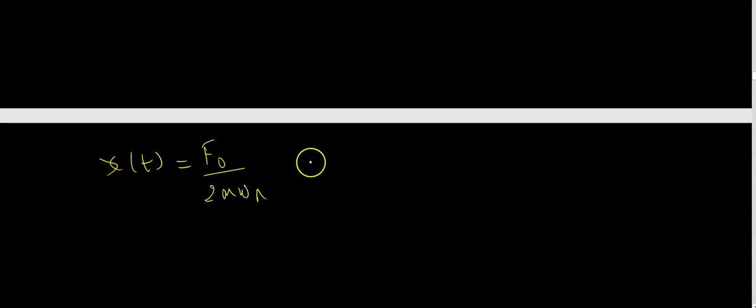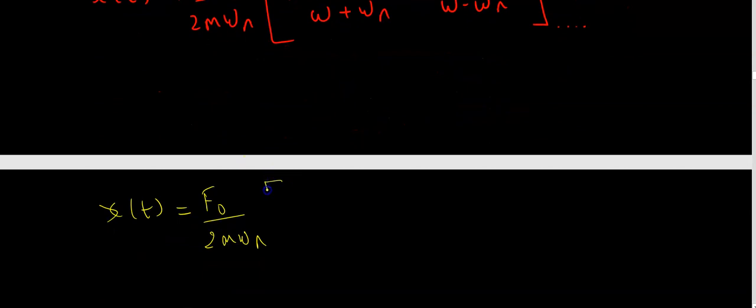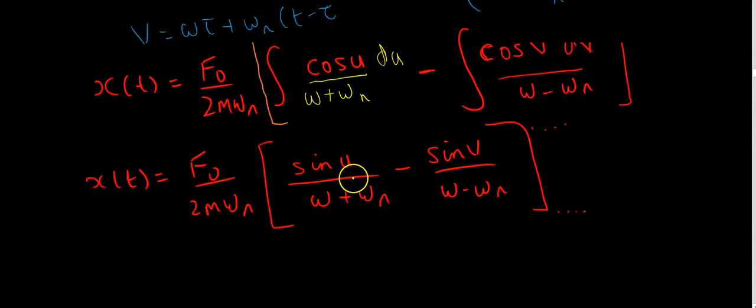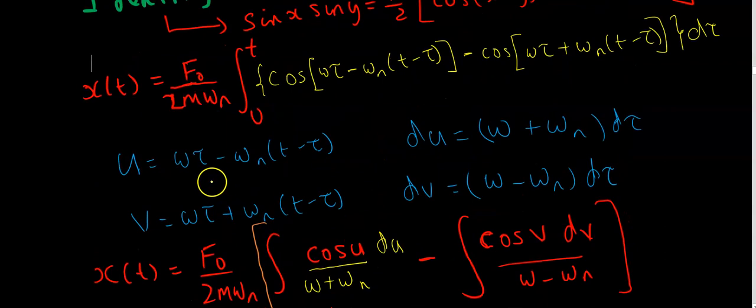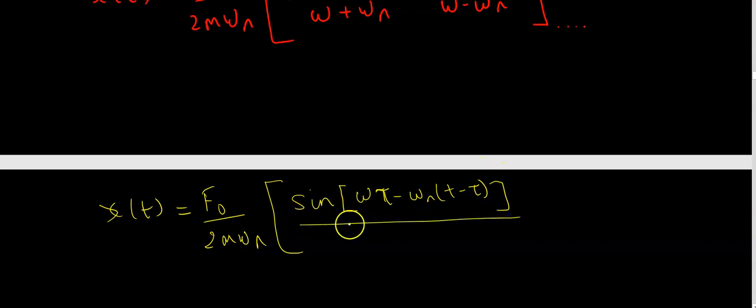Omega n, and then put that bracket in here. I'm going to put sine, but now I'm going to substitute what u was. You remember what u was? u was equal to this omega tau term minus omega n, t minus tau term here, and this entire thing was divided by omega plus omega n.